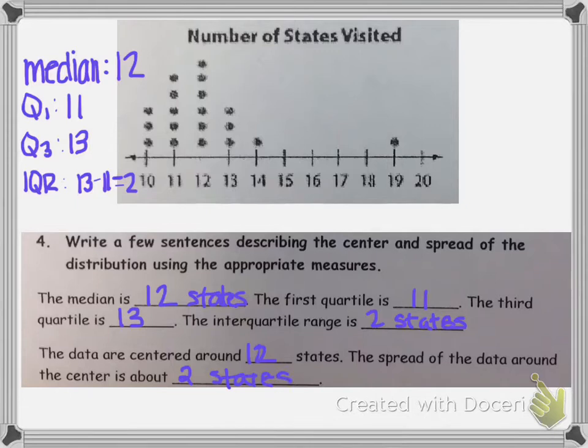So you find those two, and then you just give me a sentence stating what they are, and then additional sentences saying that the data are centered around whatever the median is, and the spread is whatever your IQR is. And that is how we describe our shape of distribution.